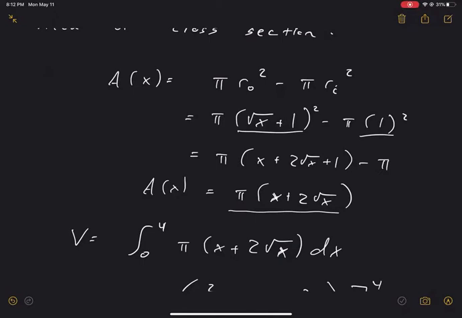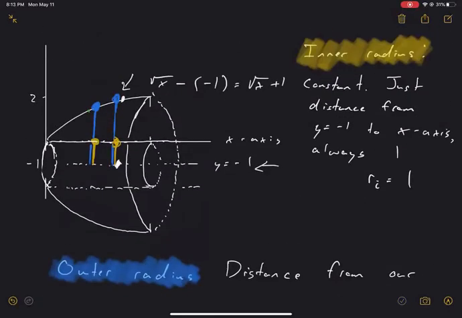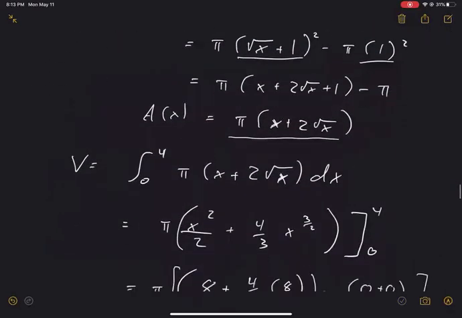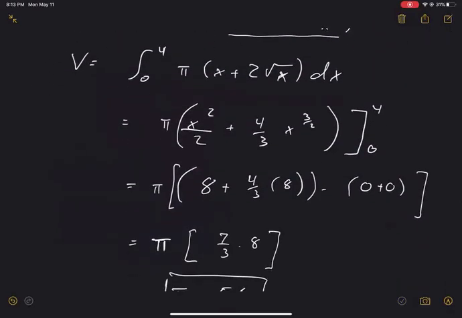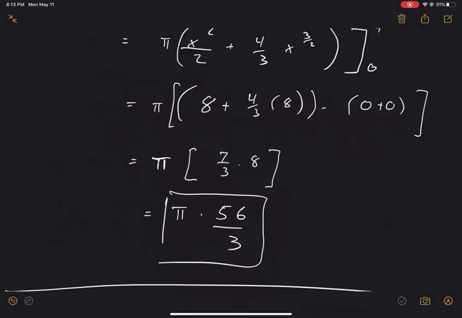Okay. Now let's plug this A of x into our integral. And where am I integrating? Looking back at my original object, I'm integrating from here along my object to here. This point is at 0, and then my object stops at x equals 4. So I integrate from 0 to 4, pi times x plus 2 square root of x dx. And the rest is just integrating. So find the antiderivative and check my work. But I believe it should be pi times 56 over 3 as our final answer.